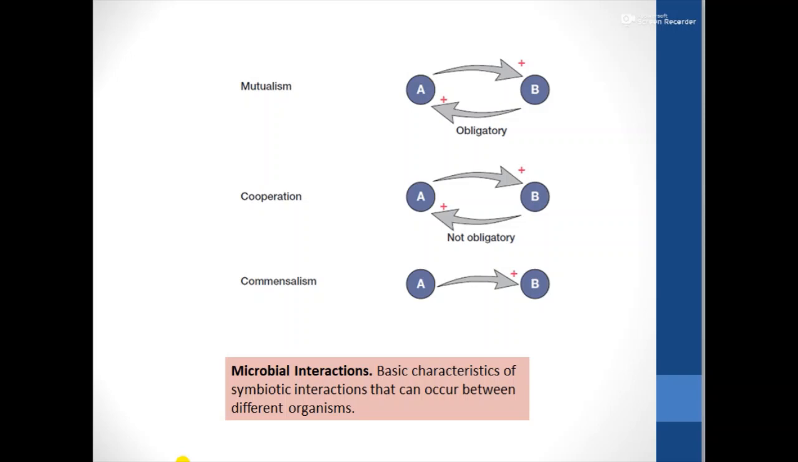where two organisms are involved. You can see A and B are involved. A gives a positive interaction to B and B has a positive interaction with A, and this interaction is positive and obligatory. Without the interaction, the existence of A and the existence of B is not possible. That is a type of mutualistic reaction.